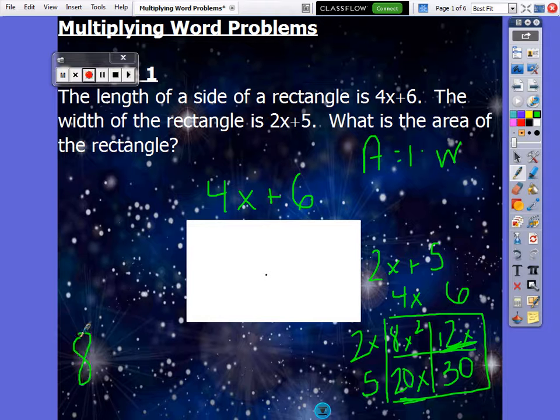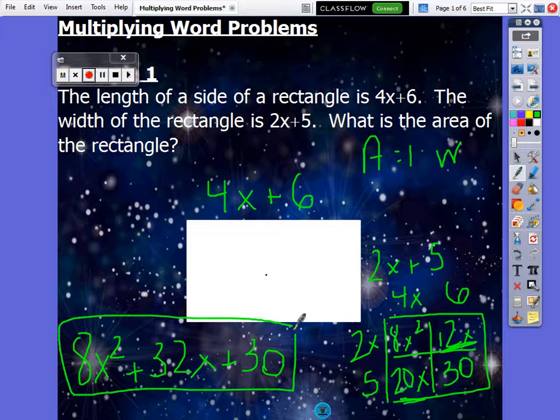So I'm going to get 8x squared. 20 plus 12 is 32x plus 30. So the area of my rectangle that has a length of 4x plus 6 and a width of 2x plus 5 is 8x squared plus 32x plus 30.